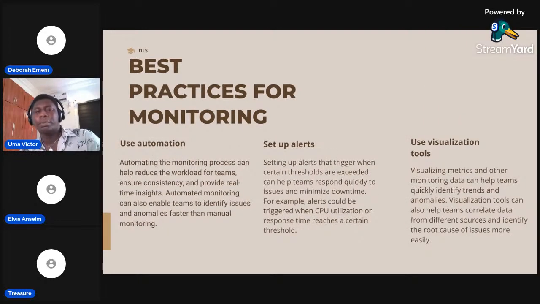So what are the best practices for monitoring? Here are some of the best practices for monitoring. Using automation. Manual monitoring can be time consuming and error prone. DevOps teams should use automation monitoring tools to collect metrics data, set up alerts, and generate reports. Automation can help to reduce the workload on team members and enable them to focus on higher level tasks.